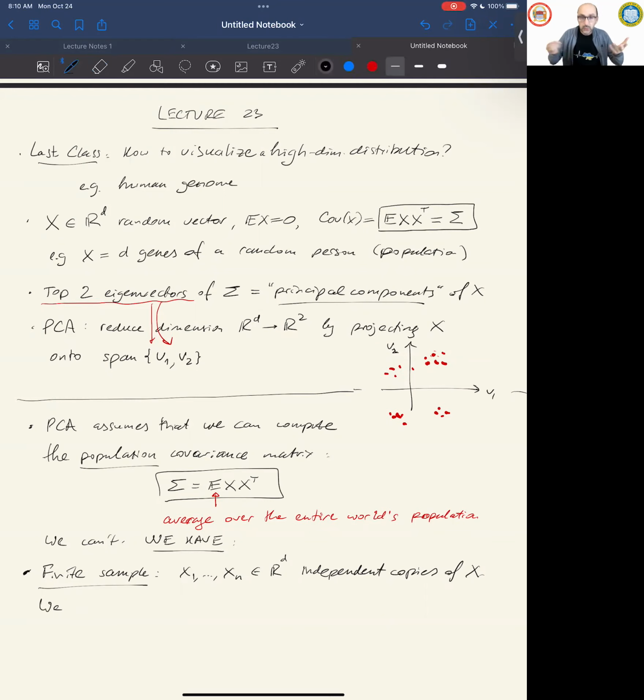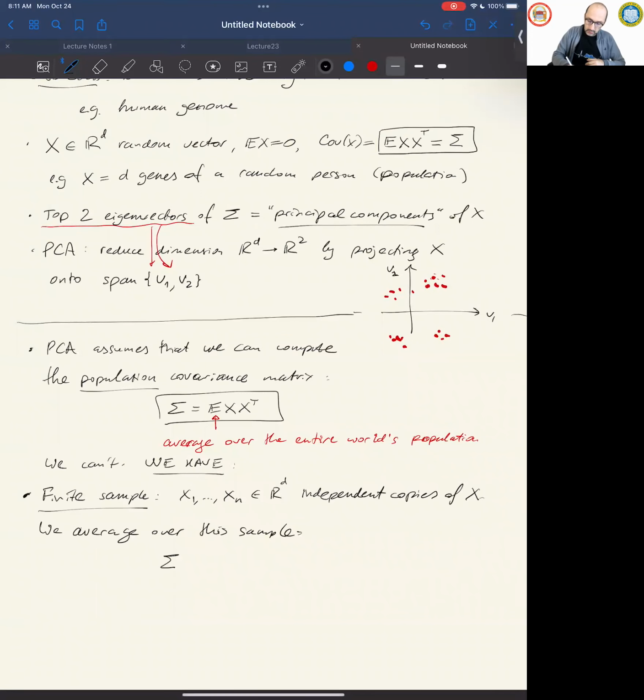And then what do we do? We average over the sample, naturally. We can't average over the entire population. All we have is a sample, so let's average over this sample. How do we average? Just take the arithmetic mean, of Xi, Xi transpose. And that thing is called the sample covariance matrix.